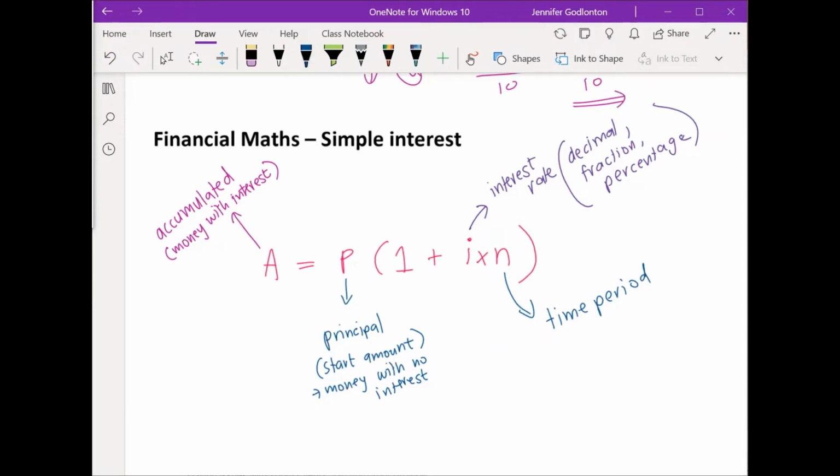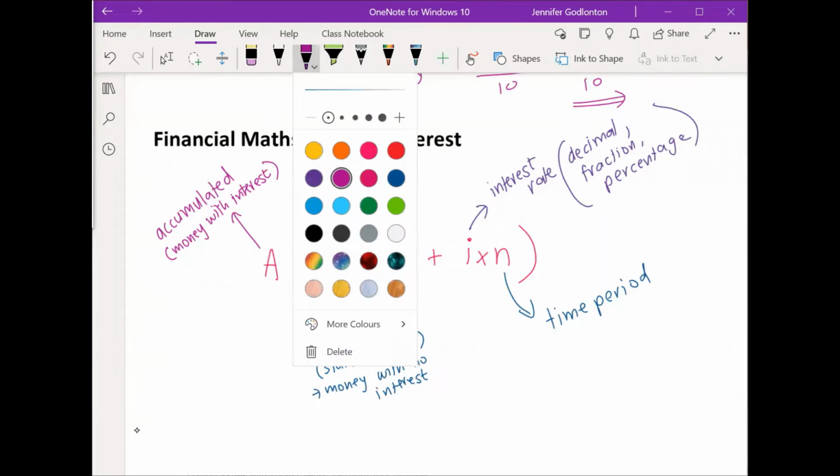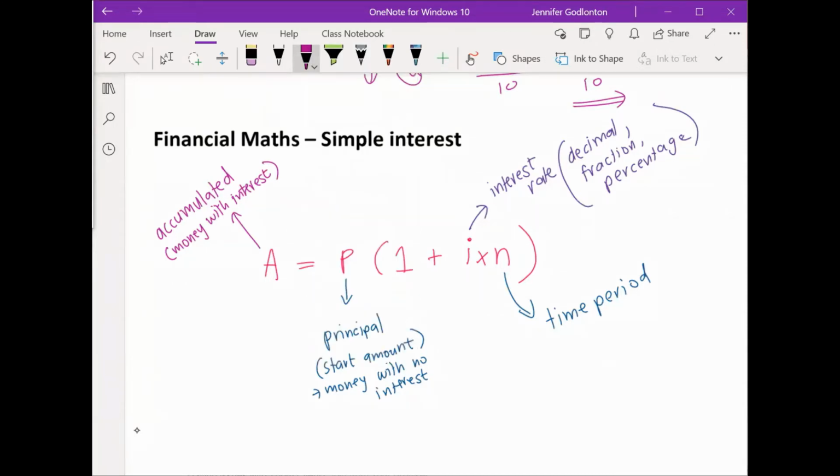Now, for anyone who hasn't seen this formula before, please can you write it down on a piece of paper near you or take a screenshot of this because we're going to be using it for the rest of the lesson. So make sure you have it. I'm just going to go through what all of these mean again while you're doing that. Okay. So first one, accumulated. What I've written here means money with interest.